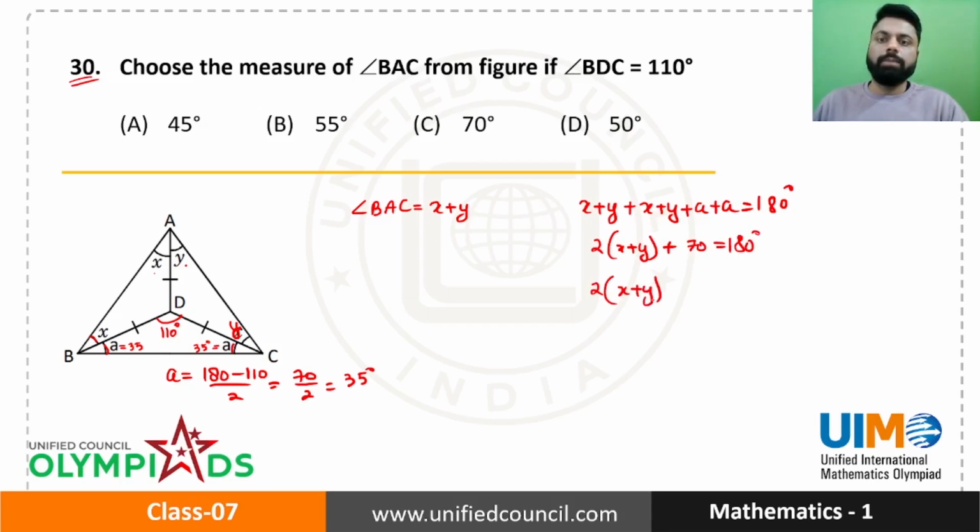So twice of x plus y is equal to 110 degrees, or x plus y is equal to 55 degrees, which is nothing but the measure of angle BAC. So B option is the correct answer, and this is how we can solve the question.